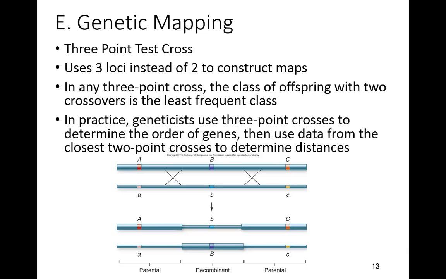So another way to look at how genes are relative to each other is by doing a 3-point test cross. So this looks at 3 different genes, or 3 different locations, to construct a map of where these genes are located relative to each other. So by doing a 3-point test cross, I can tell you if A is closer to C than it is to B. And again, we'll do some problems like this in class.